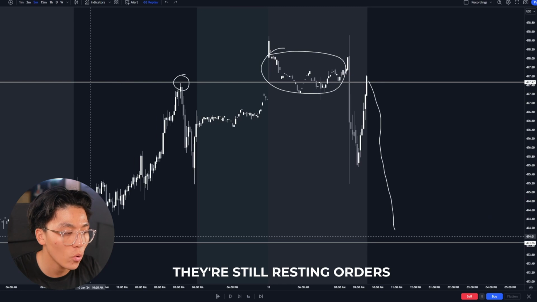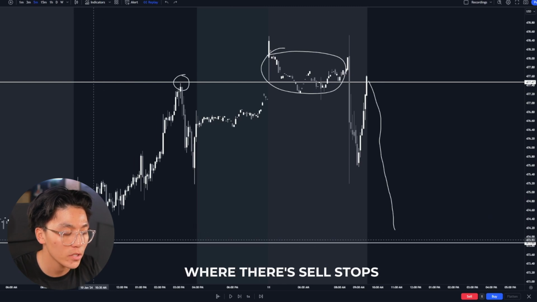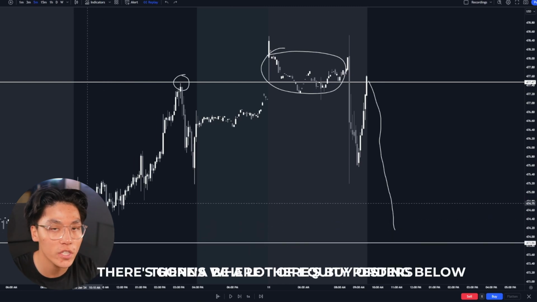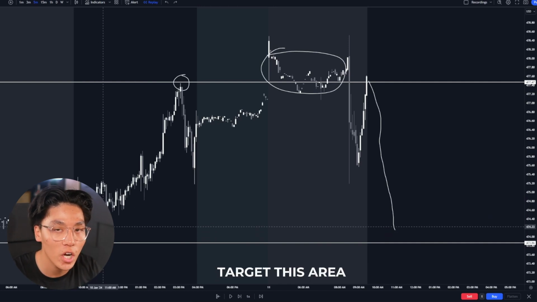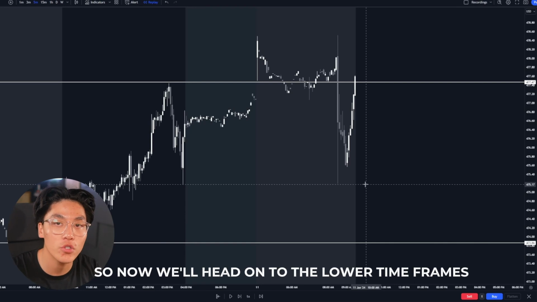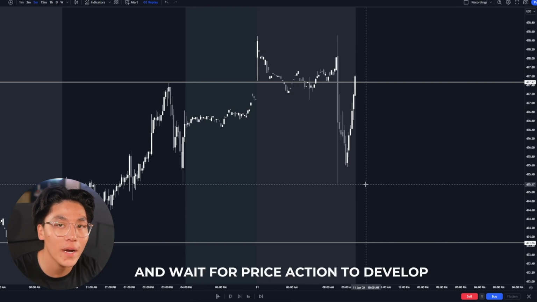There's still resting orders below these levels, where there's sell stops, where there's buy orders. There's going to be a lot of liquidity resting below previous day low. So we're going to be looking to potentially target this area. Now we'll head on to the lower time frames and wait for price action to develop.